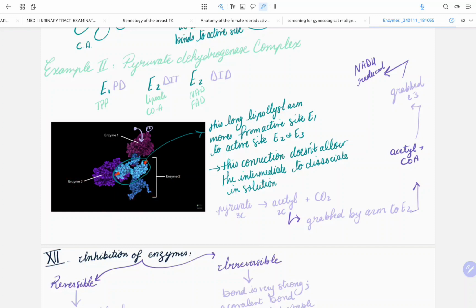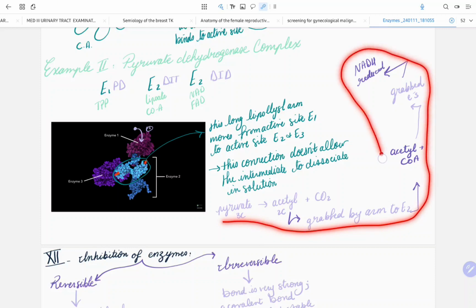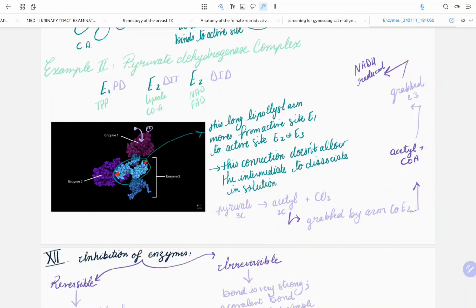Now, I will not ask you to memorize this reaction in detail because this is not the aim of this lesson. I want you to understand the concept of this enzyme, of how the arm works. But if your professor told you or emphasized this reaction in your lectures, then you should. But for me, this is just an example that helps you understand what is happening here.